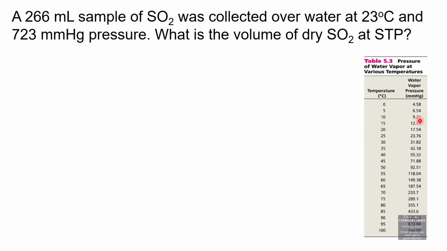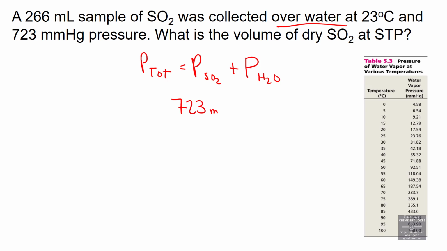We can do this. A 266 milliliter sample of SO2 was collected over water at 23 Celsius and this much pressure. What's the volume of dry SO2 at STP? Oh, lots of things. Right now, my P total is the pressure of SO2, and it's collected over water, so the pressure of water is also in there. That's 723 millimeters of mercury, minus water would tell me my pressure of SO2.